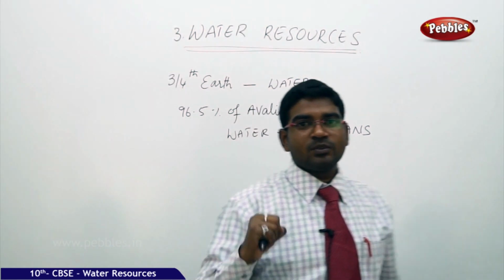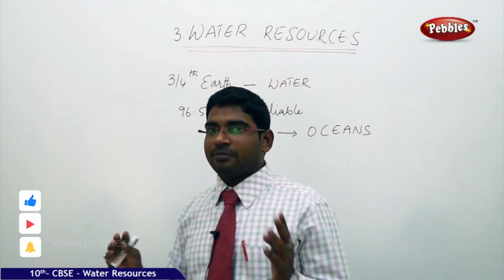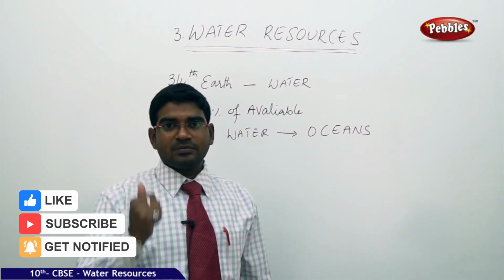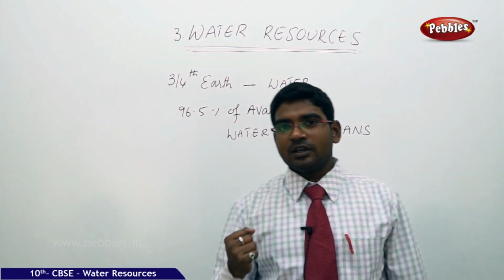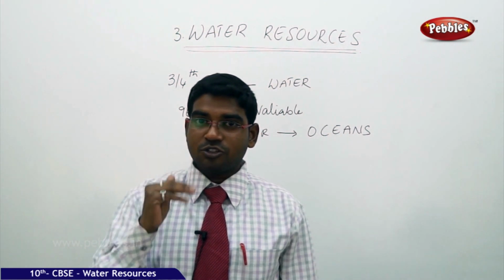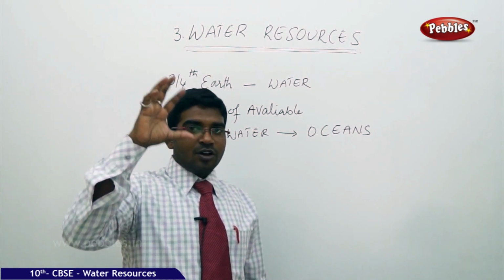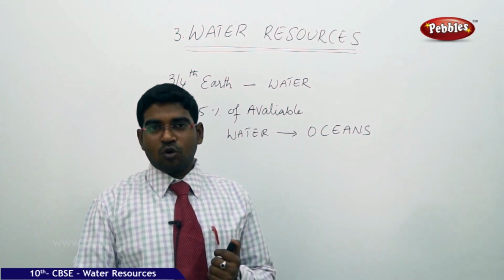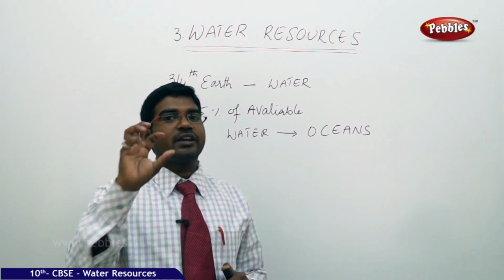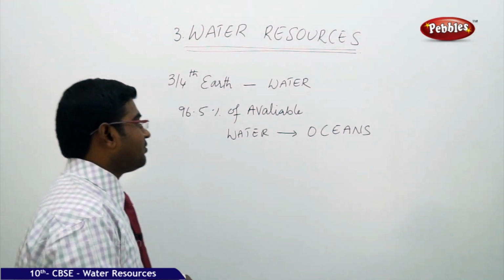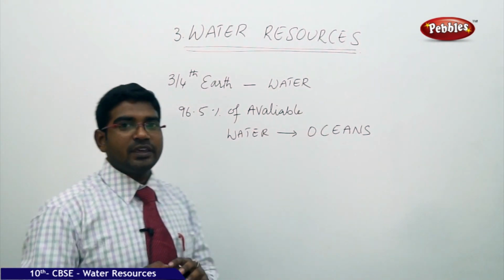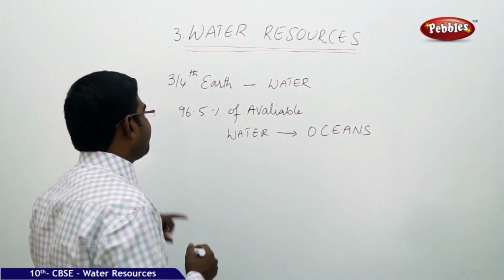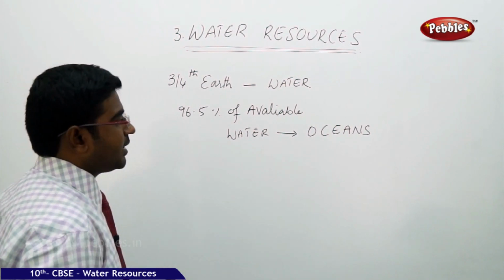We all know that on the planet earth we have many oceans. The 5 major oceans which we all know are the Pacific Ocean, Atlantic Ocean, Arctic Ocean, Indian Ocean, and also the Southern Ocean. So altogether we have 5 important oceans, known as oceanic water bodies, which contribute nearly 96.5% of the available water on the entire earth.